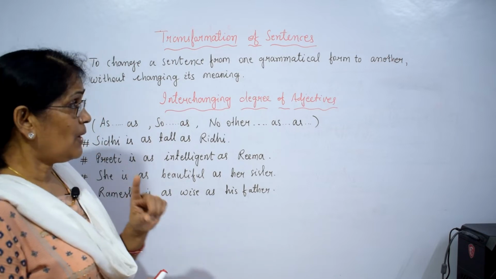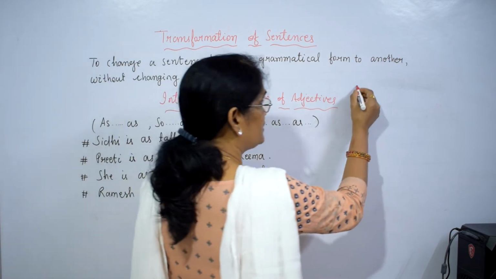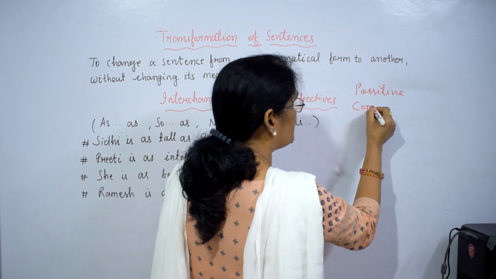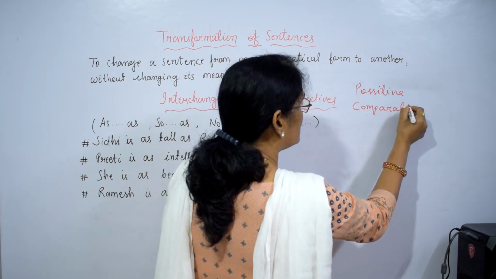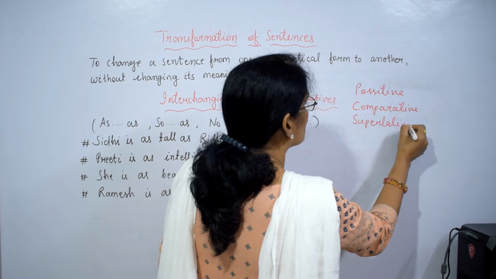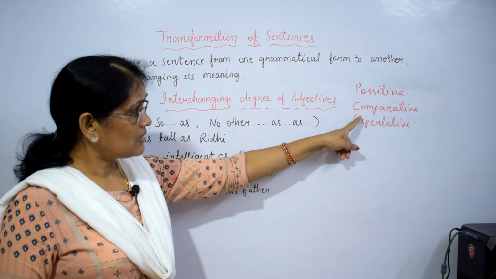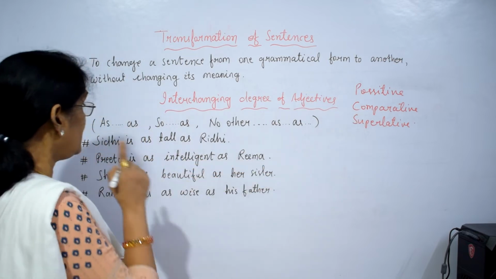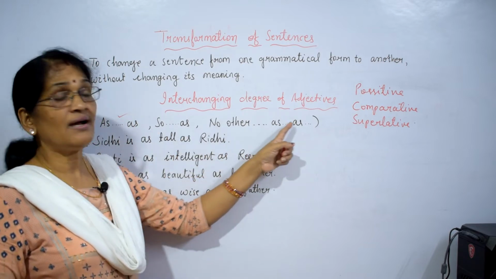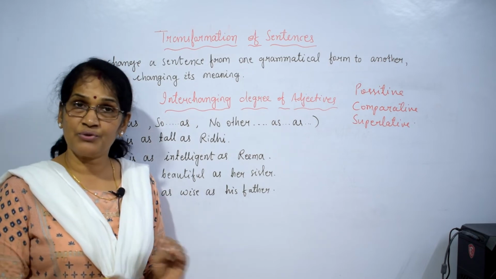You have known an adjective has three forms, that means three degrees. One is positive degree, another comparative degree, last one superlative degree. In positive, we use the structures as...as, so...as, no other...as. We have to change these sentences into comparative without changing their meaning.